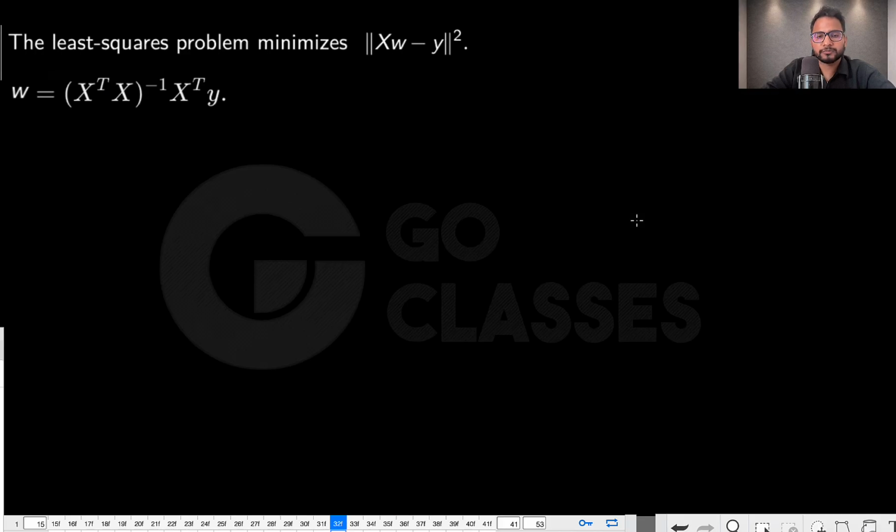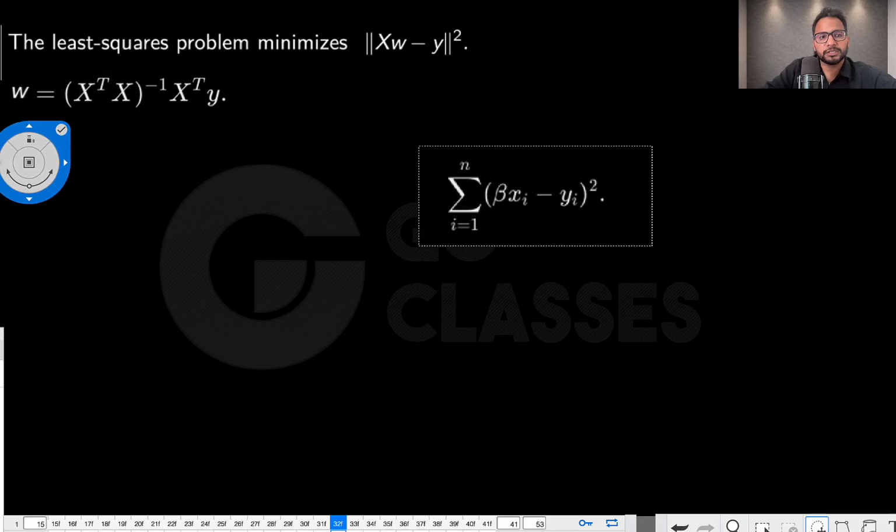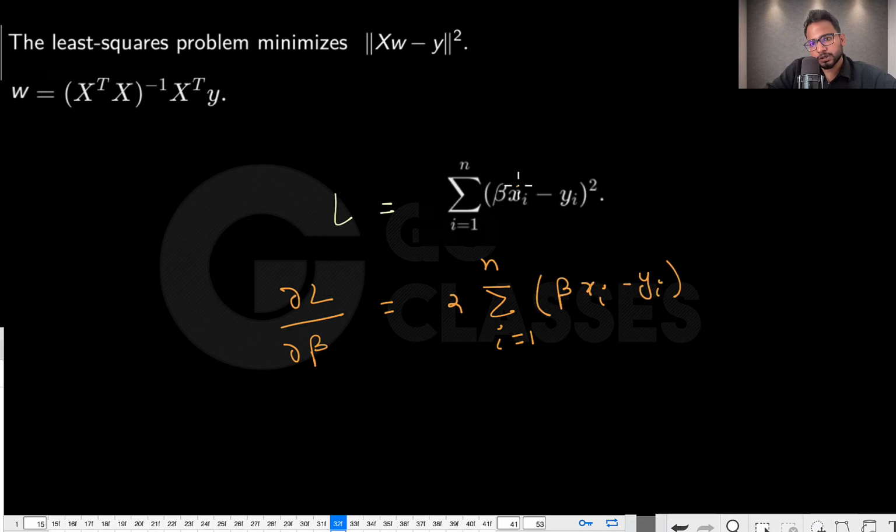We can just differentiate this. This is the loss function. We can differentiate this with respect to beta. Don't worry about the summation; summation doesn't harm the differentiation. This is 2 into beta xi minus yi, into xi, because the prediction is beta into xi, so you need to write into xi. You can write this equal to 0, right?